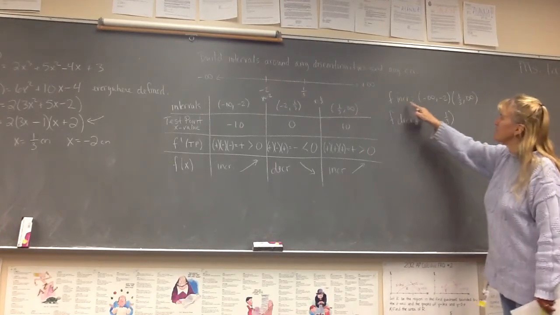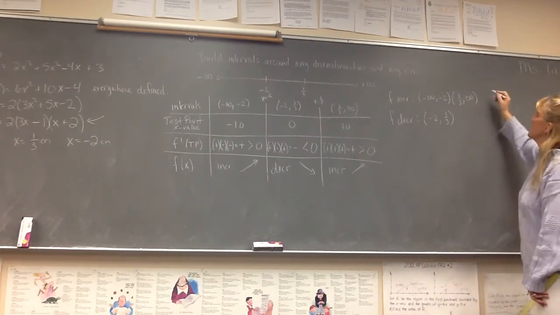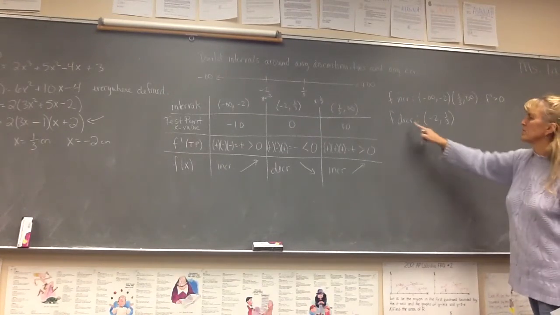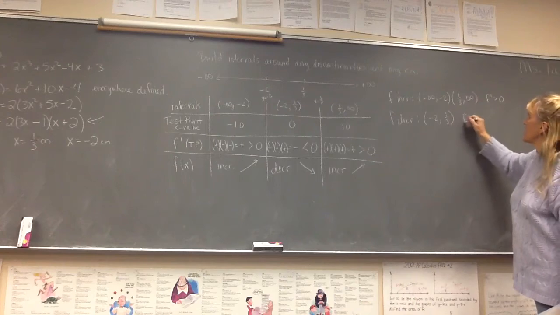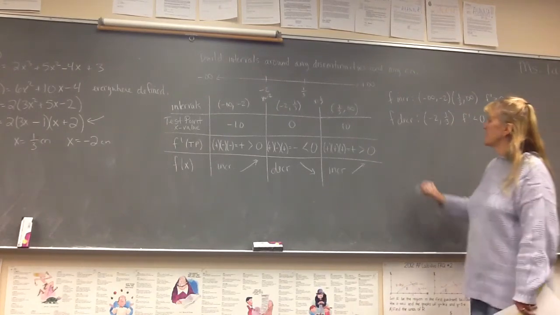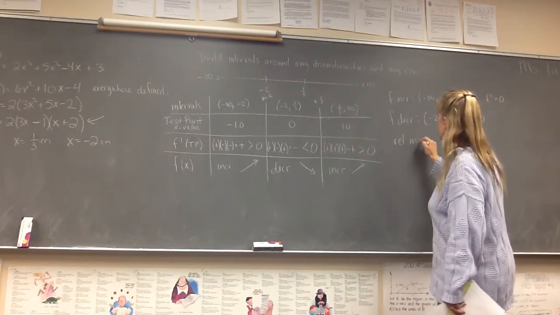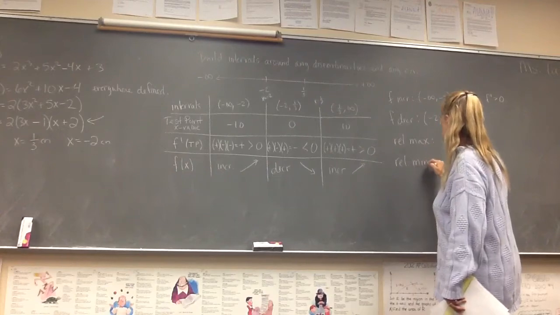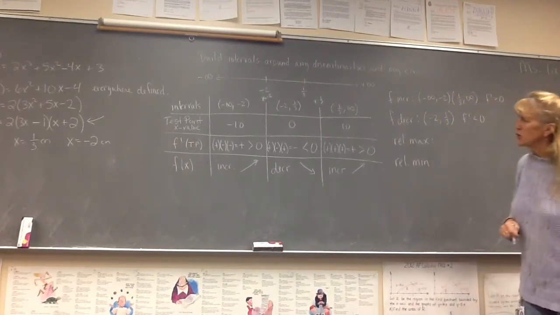All right. Why is the function increasing? Because f prime was greater than 0. Why was the function decreasing? Because f prime was less than 0. All right. Do we have a relative max? And do we have any relative min? Okay, min. Let me see.